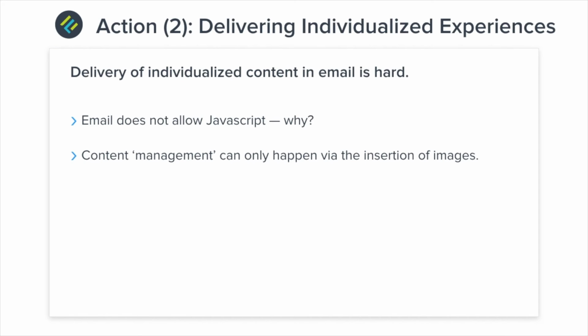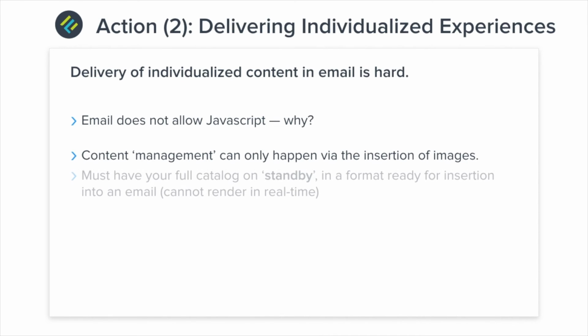But the problem for mass individualization is that you need to have your full catalog on standby in a format ready for insertion. Or at least what you need to have is the full pool of anything that you want to be available to be selected for an individual experience fully ready. And that's because you can't just render that image in real time. If you go back to those 6 images from the ranking that we just looked at, and you try to render those in real time and insert them into email, you'll have a very slow, bad customer experience.